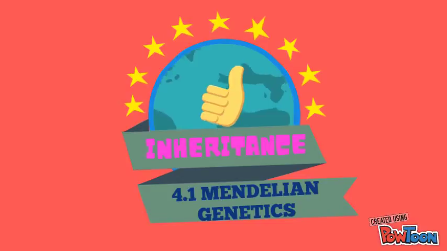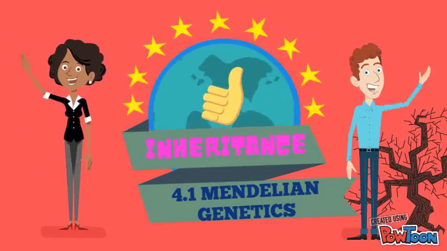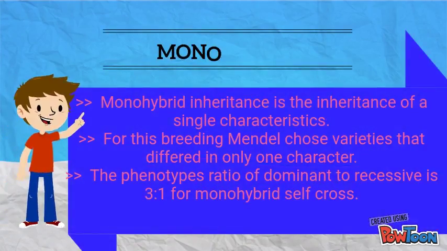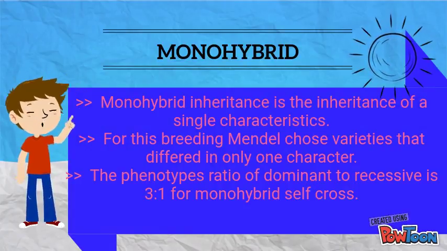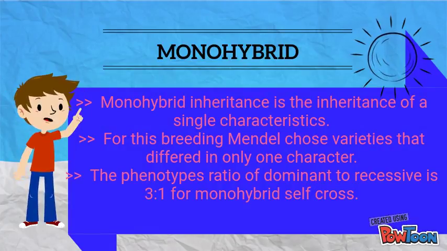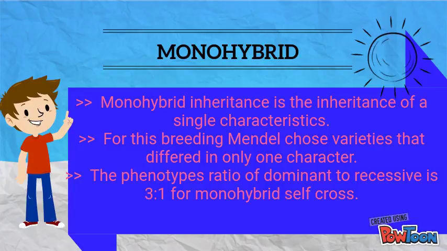Inheritance 4.1, Mendelian genetics. Monohybrid inheritance is the inheritance of a single characteristic. For this breeding, Mendel chose varieties that differed in only one character. The phenotypic ratio of dominant to recessive is 3:1 for a monohybrid self-cross.